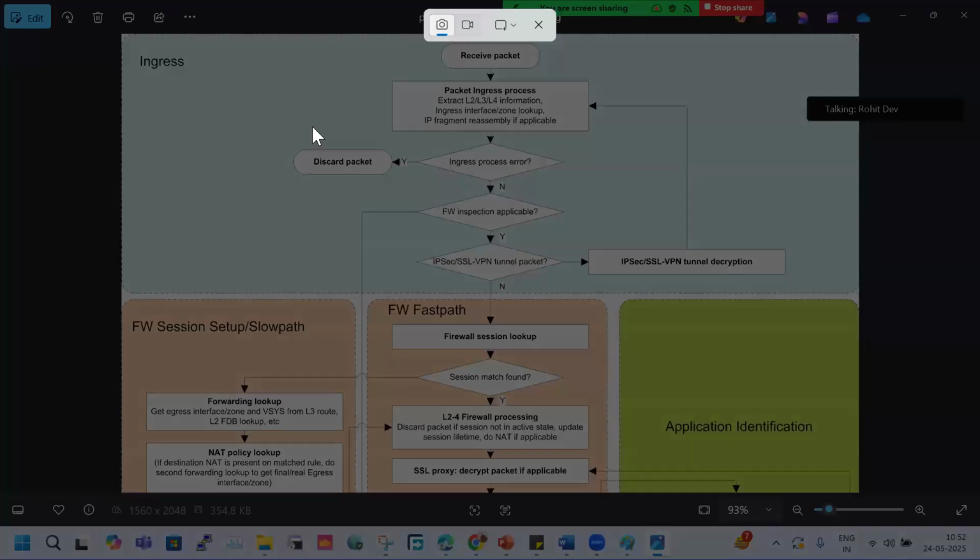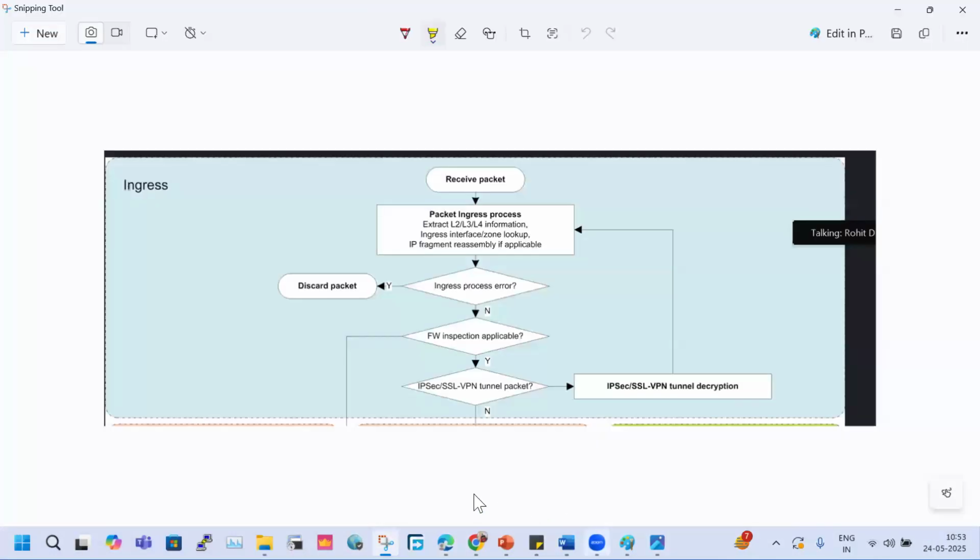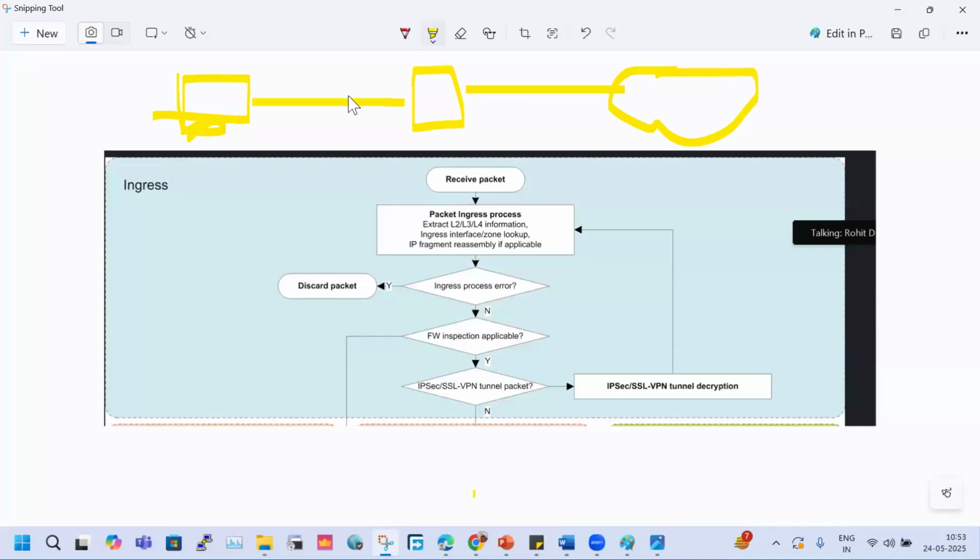First of all, we will discuss the ingress stage. As I have told you, suppose this is my firewall, and here we have one user who is trying to establish a connection to the outside world, suppose the internet. Whatever traffic is received by the firewall, this stage is known as the ingress stage, and this interface is known as your ingress interface. And since the firewall is forwarding the traffic from this interface, it is known as your egress interface, or this stage is known as your egress stage, right?